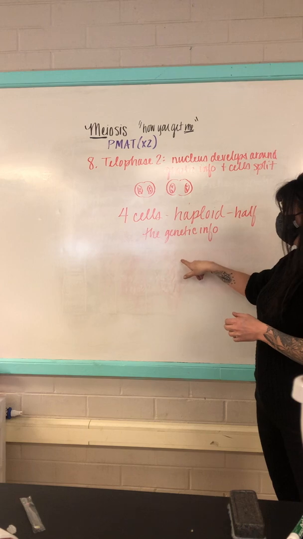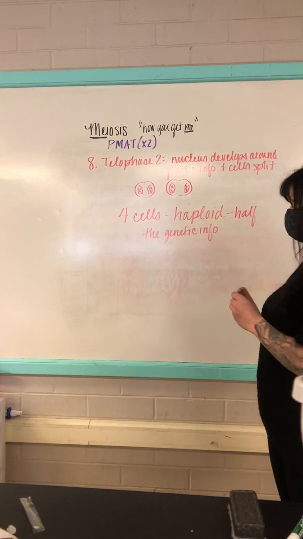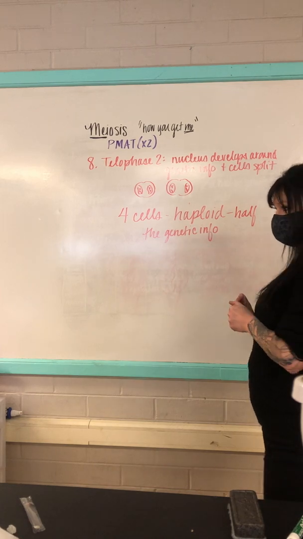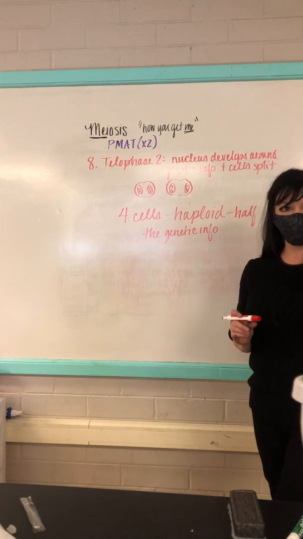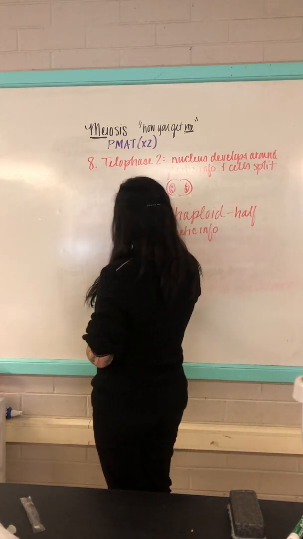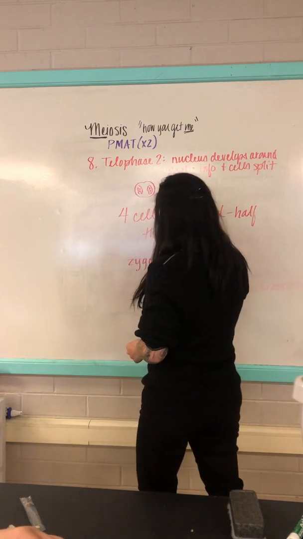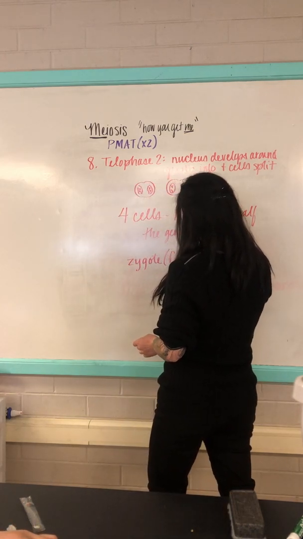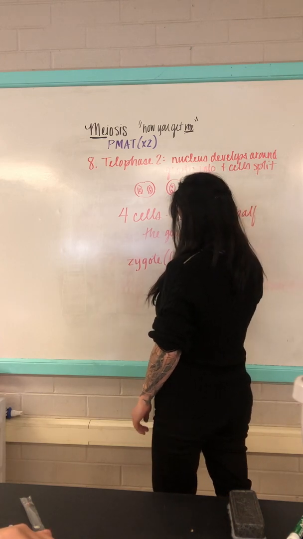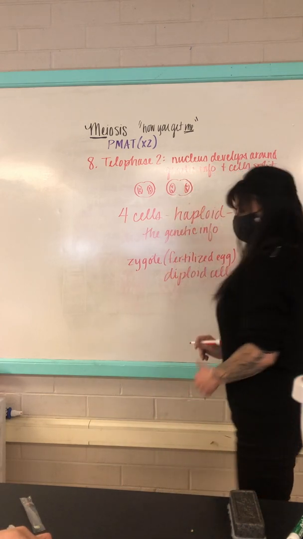So after it's fertilized, what kind of cell would it become? It's not haploid, it would be the one that has 2 sets of DNA in it, or all the sets. Diploid. So a zygote, remember that is a fertilized egg, will be a diploid cell.